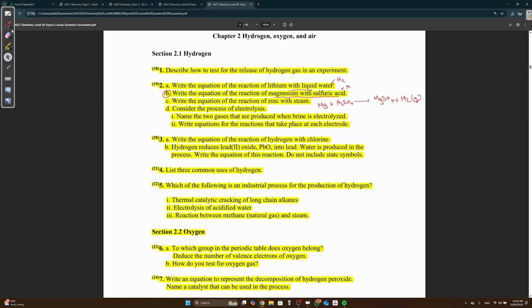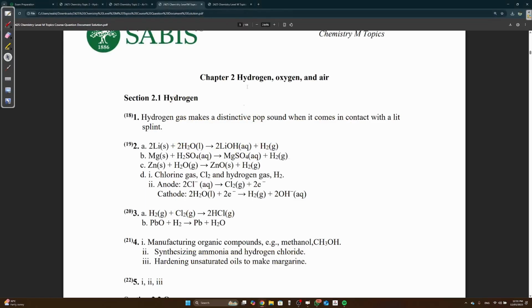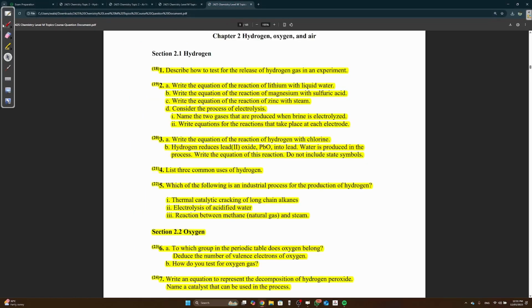Part B: write the equation of the reaction of zinc with steam, okay? Does it produce zinc hydroxide? It doesn't. Zinc oxide, yeah. You should know that there's also, in topic 10, the reaction of metals with water, okay? In topic 10, you should know that there is the reactivity series. How do I explain this without going into topic 10? I can't.